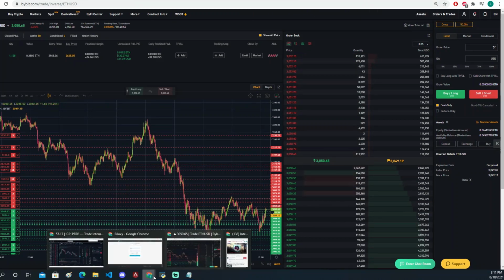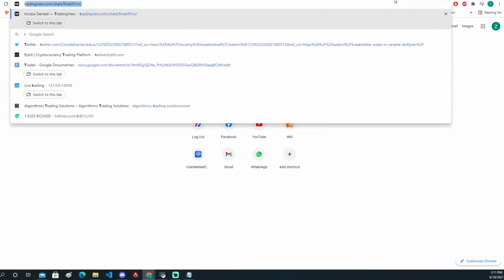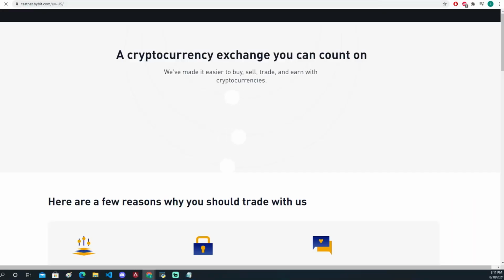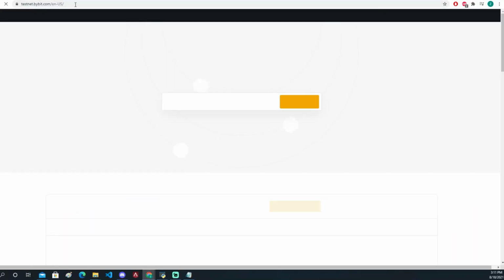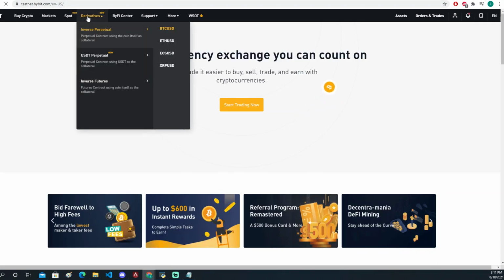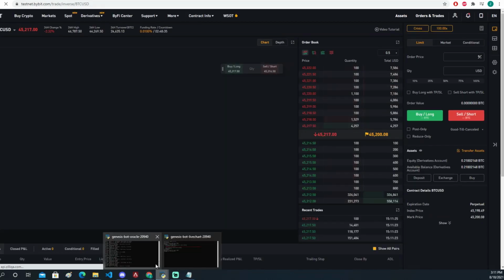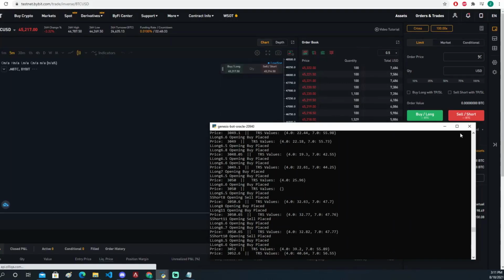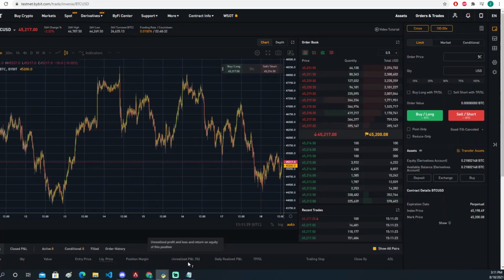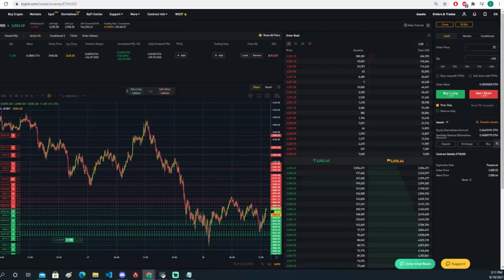Let me see where I had my testnet open. I did prepare it, but of course we can open up a testnet right now. Should be logged in. There we go. All right, so we're going to stop this current bot that we're running on the mainnet. So we've seen the example, we've seen what it's doing here.